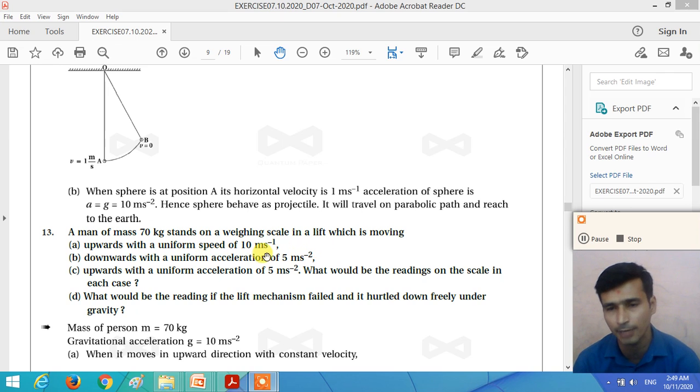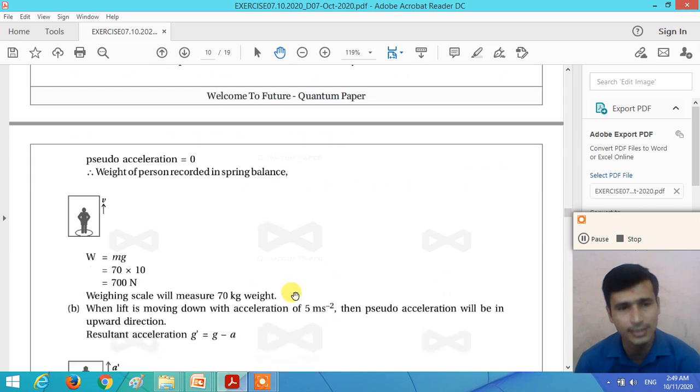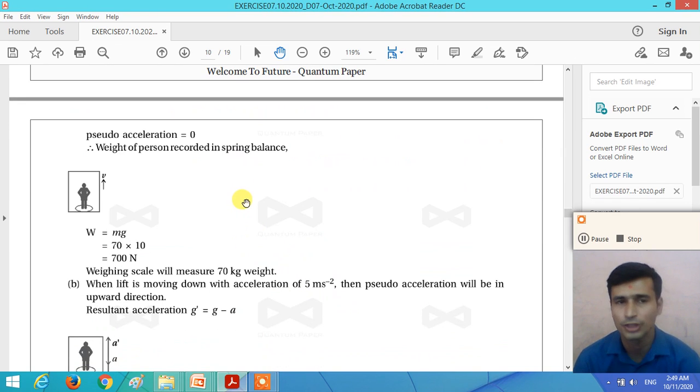Now when the lift is moving in the upward direction with the uniform speed of 10 meter per second, with constant velocity 10 meter per second, Newton said that a stationary object and an object moving with constant velocity are the same situation. So when the lift is moving with constant velocity, the acceleration of the lift is zero. The pseudo acceleration of the lift is zero.